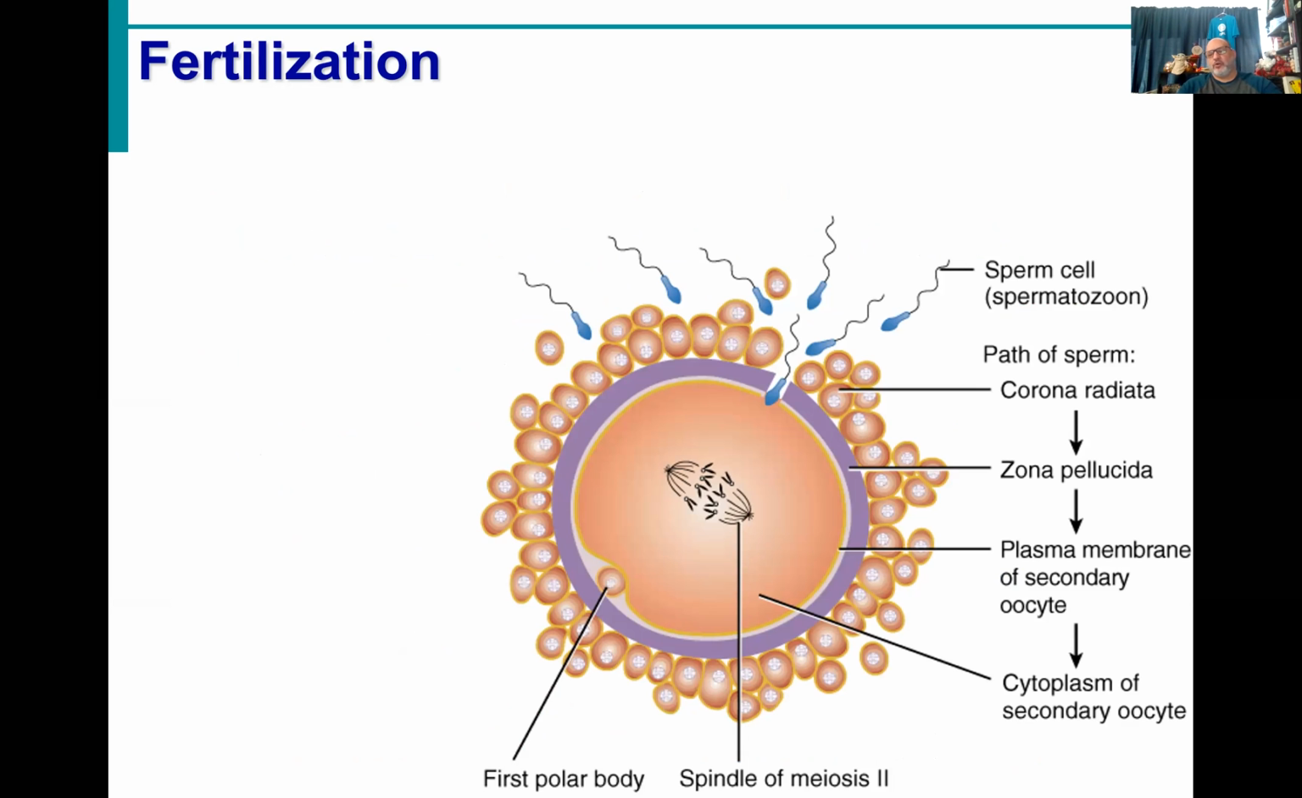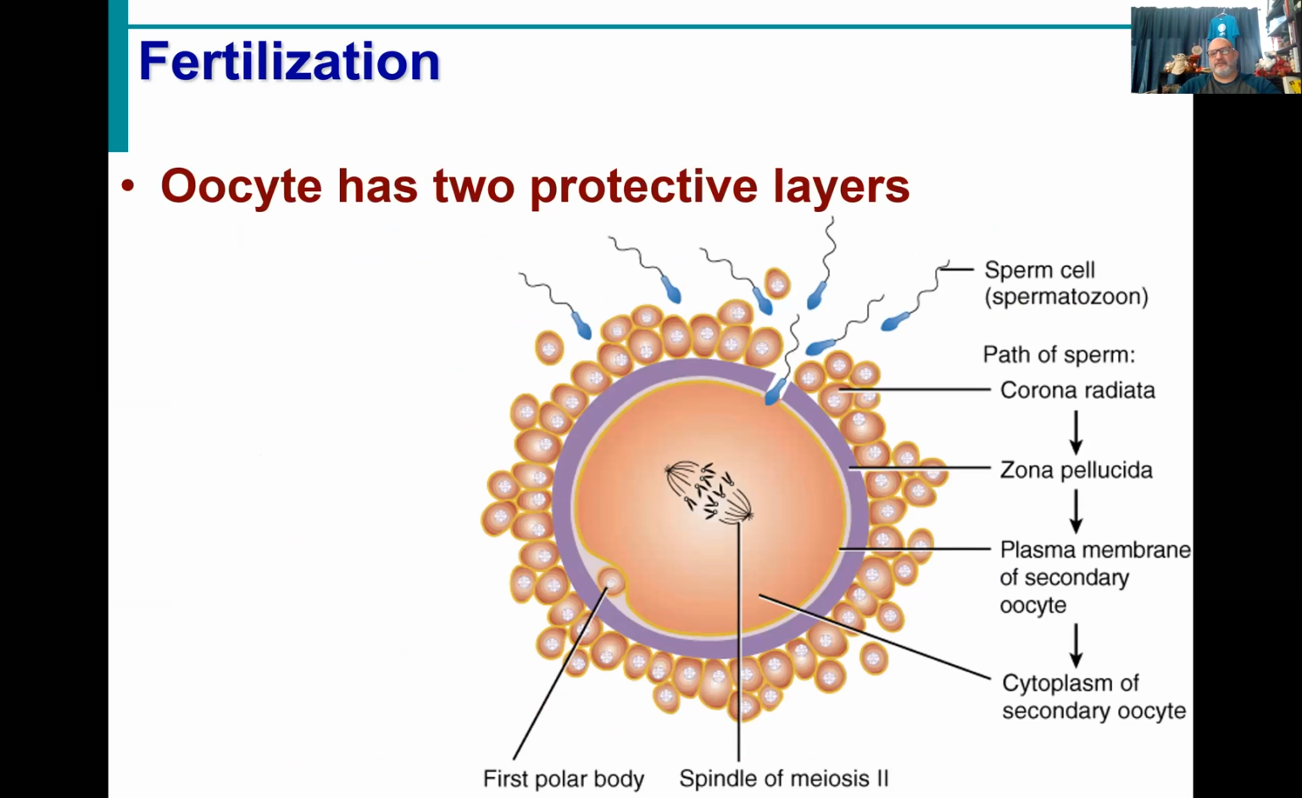I've described it in words. Here we see a pretty picture of how this process works. Again, as we see, our secondary oocyte has already undergone meiosis. Now notice this one's been fertilized, so notice it's completing meiosis 2, but it had already completed meiosis 1, so we have our first polar body in there. But what I really want to talk about are these defenses.